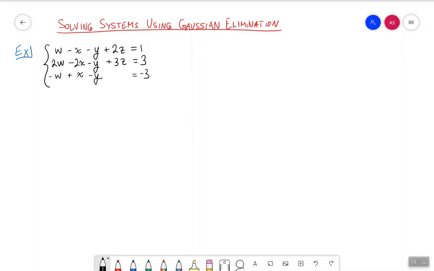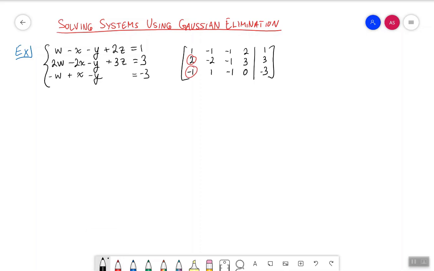Let's take a look at an example of solving a system using Gaussian elimination. Here we have an example of a system, and the first thing I want to do is to turn this into an augmented matrix. So let's do that. Now I look at this first column, and I already have a 1 here, so that's great. And so now what I want to do is eliminate this 2 and this -1. So let's start by eliminating the 2.